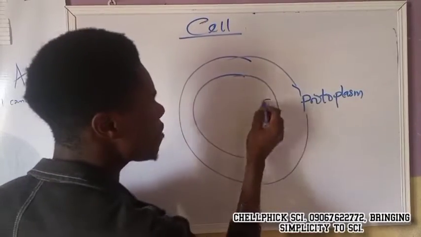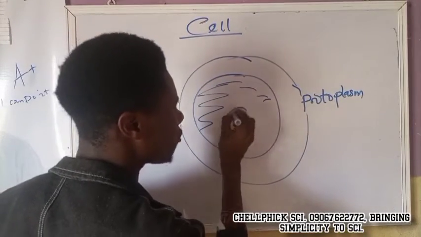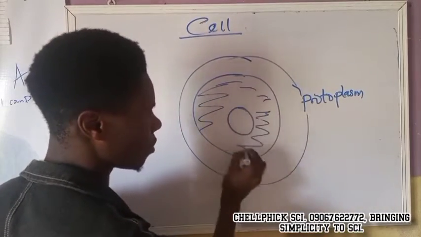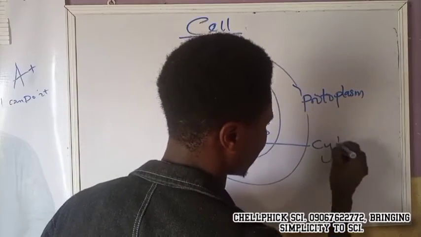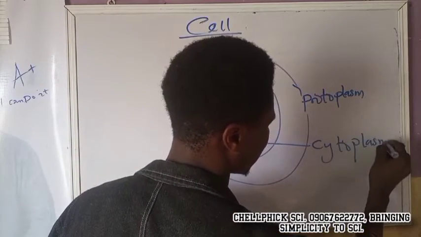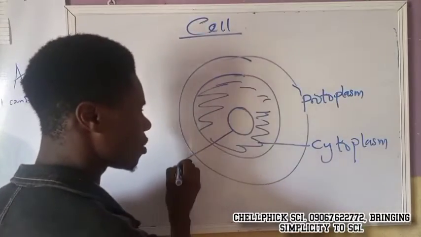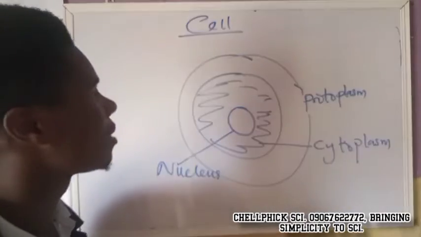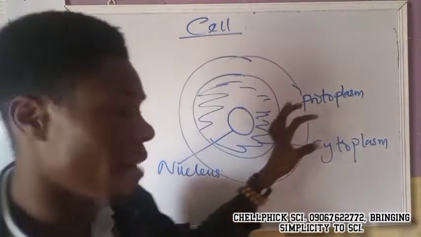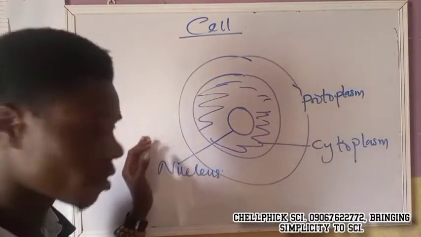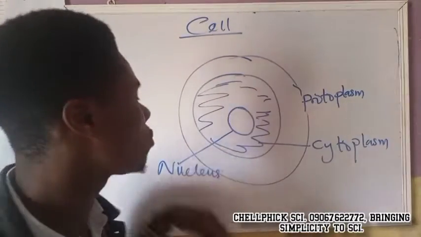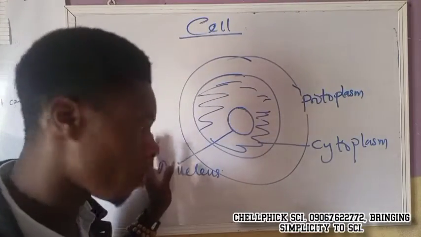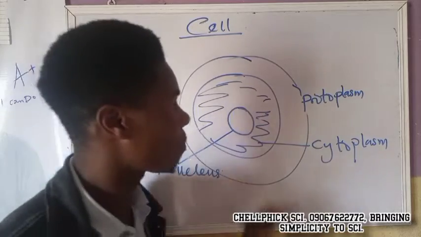Now, every other quantity in the cell, apart from a particular house, is called cytoplasm. That particular house is known as the nucleus. So it means that the cell is divided into two. We have the cytoplasm and we have the nucleus. The cytoplasm is the one that surrounds the nucleus. We are going to look at the nucleus, and we're going to look at cytoplasm.